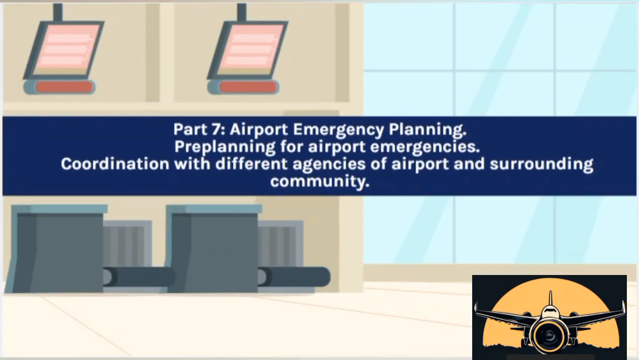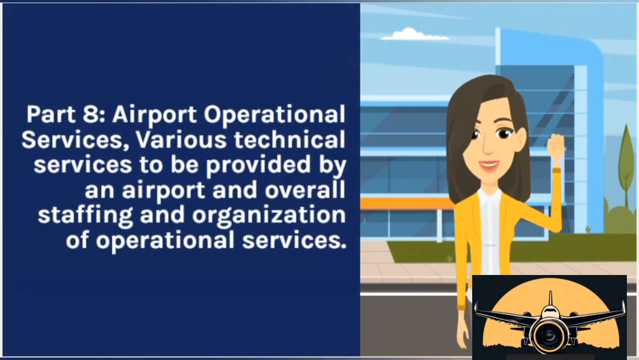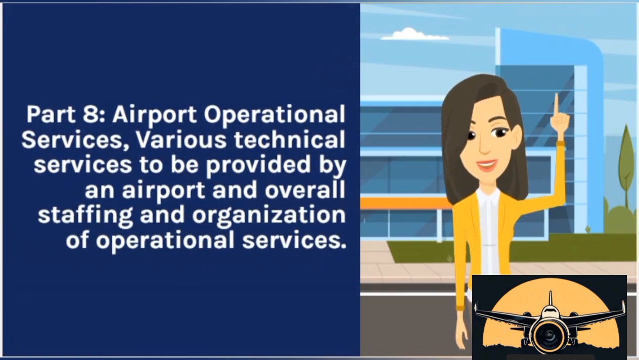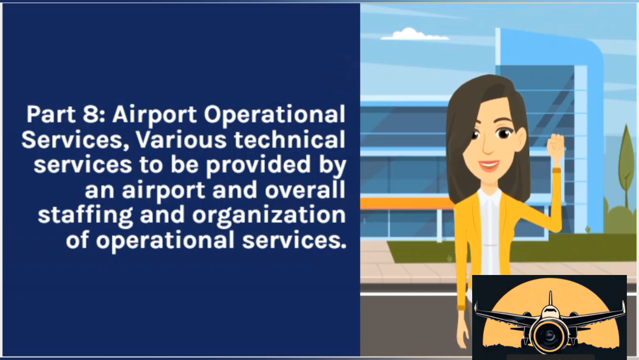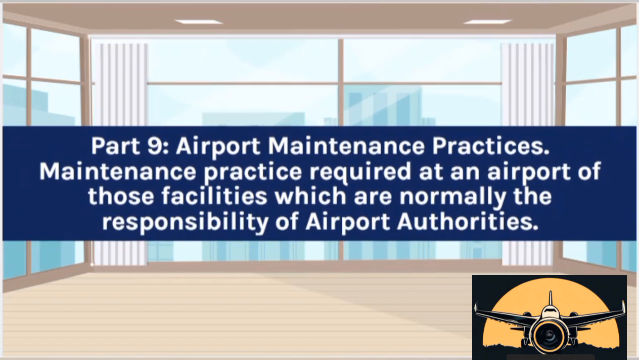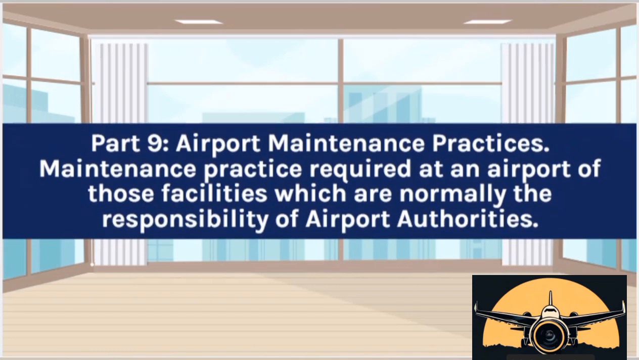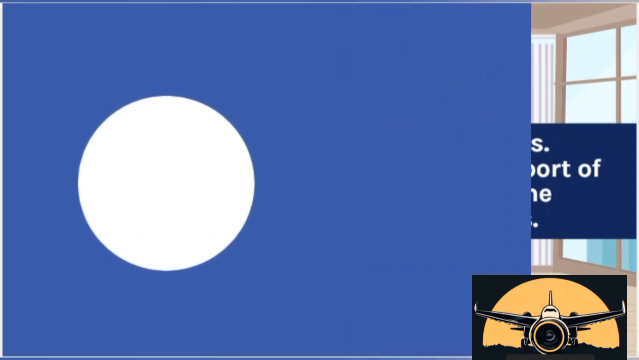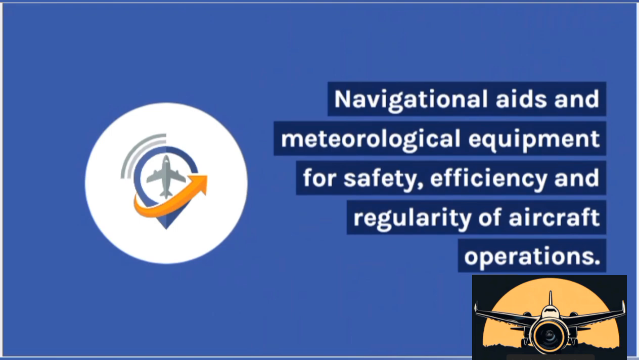Part 7. Airport emergency planning. Pre-planning for airport emergencies. Coordination with different agencies of airport and surrounding community. Part 8. Airport operational services. Various technical services to be provided by an airport and overall staffing and organization of operational services. Part 9. Airport maintenance practices. Maintenance practice required at an airport of those facilities which are normally the responsibility of airport authorities. Navigational aids and meteorological equipment for safety, efficiency and regularity of aircraft operations.